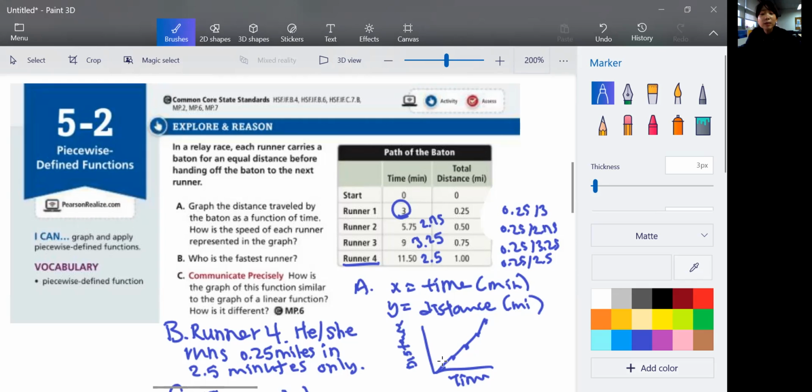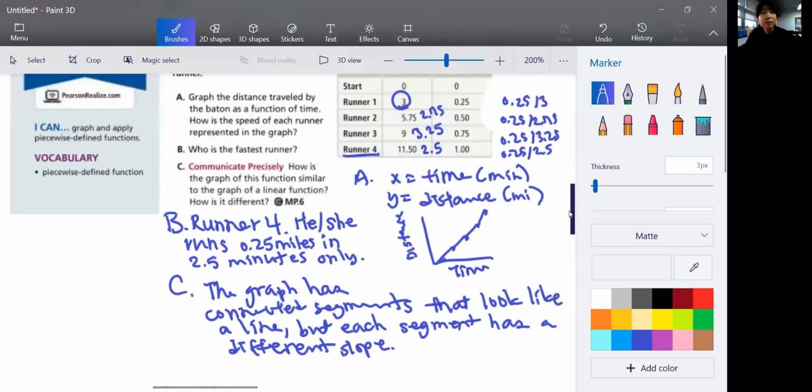So the graph is similar because it's made up of connected segments that look like a line, but each segment has a different slope, so that's why it's different. Okay, the graph has connected segments that look like a line, but each segment has a different slope. So that's why it's similar, and this is why it's different.